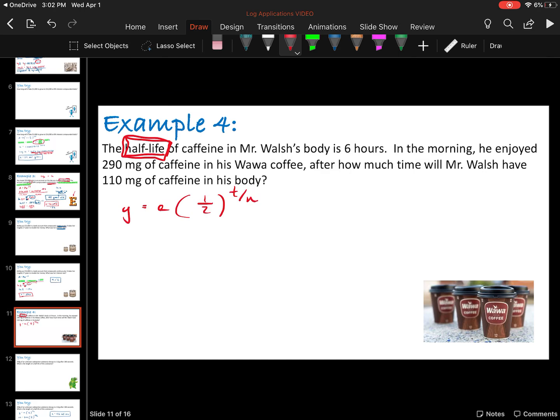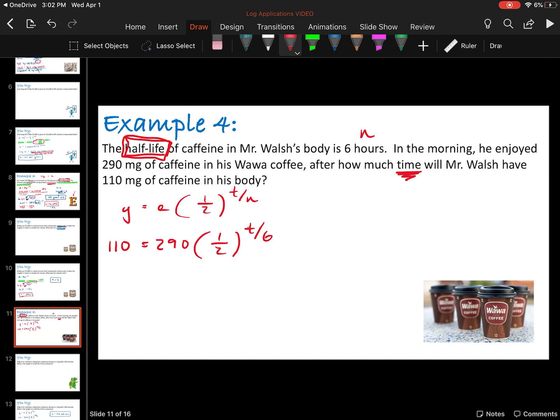In the morning, he enjoyed 290 milligrams of caffeine in his Wawa coffee. After how much time will Mr. Walsh have 110 milligrams of caffeine in his body? So you're trying to figure out T for this one. So we said the half-life is 6 hours. The length of one half-life is always N. So when I start plugging values in, it says he started out with 290 milligrams. I'm trying to figure out T. The length of one half-life was 6. And I want to know when is he going to have 110 milligrams in his body. So you want to know the time that correlates with 110 as your Y.